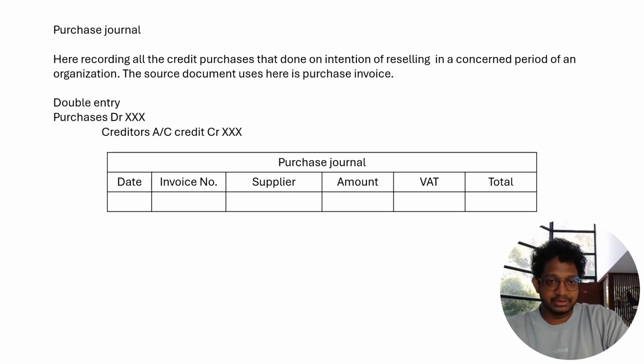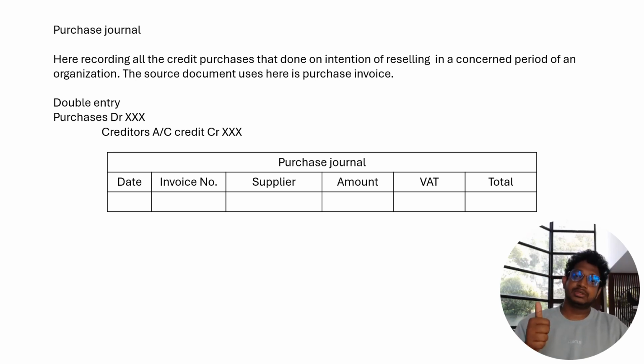Purchase journal, here we record all the credit purchases. For credit purchases, there are two criteria that should be fulfilled. Those purchases should happen on credit. That is one condition. And the other condition is that those purchases should be made with the intention of reselling. You should purchase them with the intention of reselling.